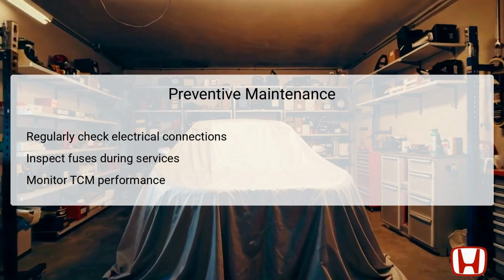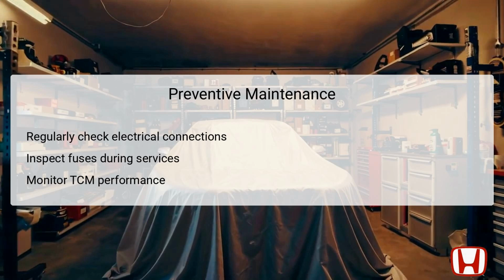Preventive maintenance plays a significant role in forestalling issues such as DTC P0882 in the future. Regularly inspecting electrical connections to the transmission control module, TCM, can help identify any signs of wear, corrosion, or looseness that may develop over time. This proactive check reduces the risks associated with poor electrical contact, promoting consistent vehicle performance.